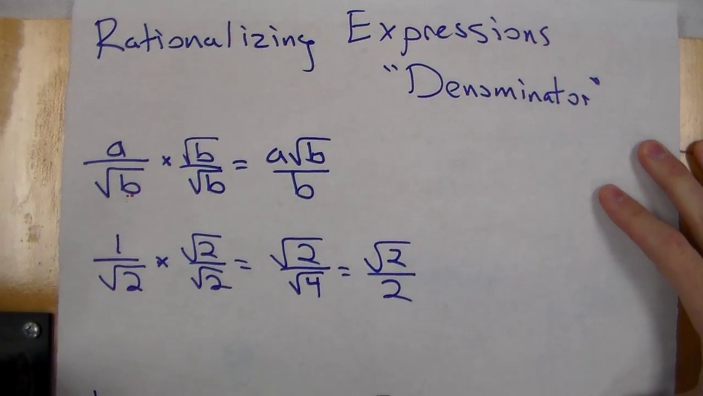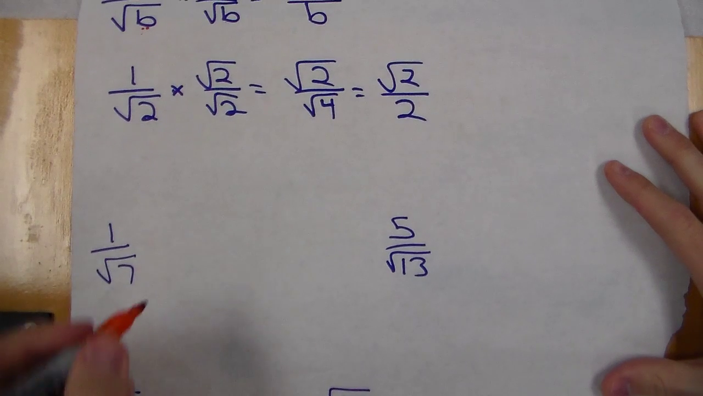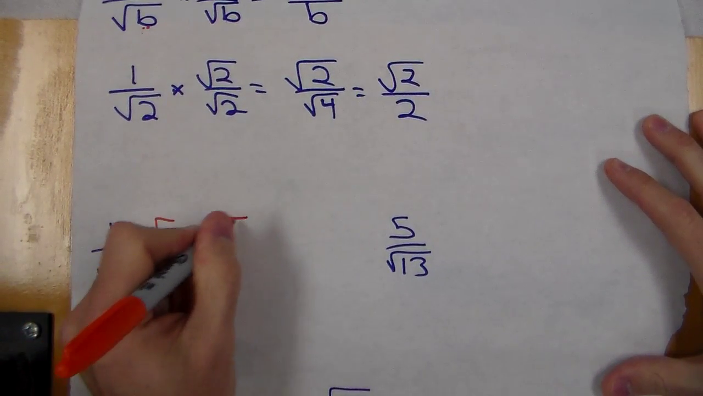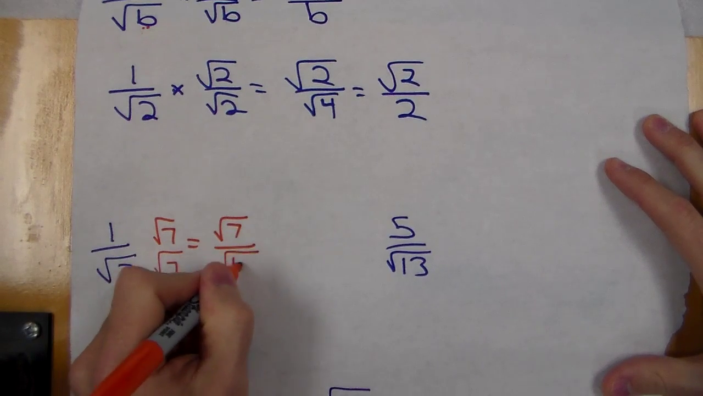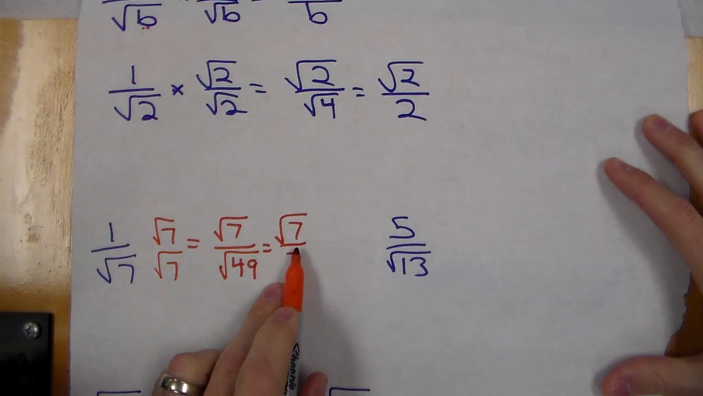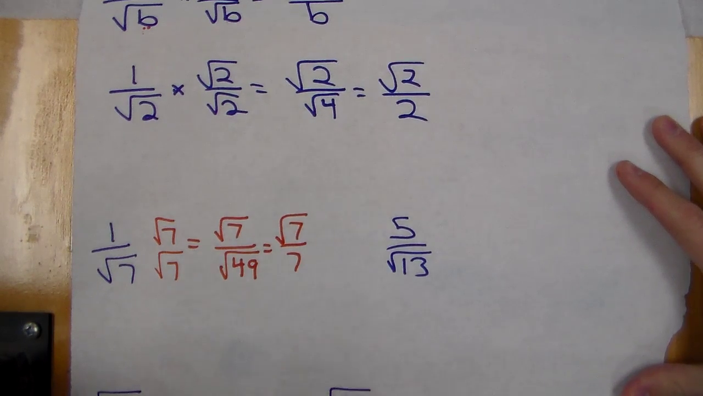So we're going to do that with some fractions down below. We see the same idea with 1 over root 2. So let's start with 1 over root 7. I multiply the top and the bottom by root 7. This gives me square root of 7 over what is actually the square root of 49, which works out to just be 7. So we leave this as square root of 7 over 7.